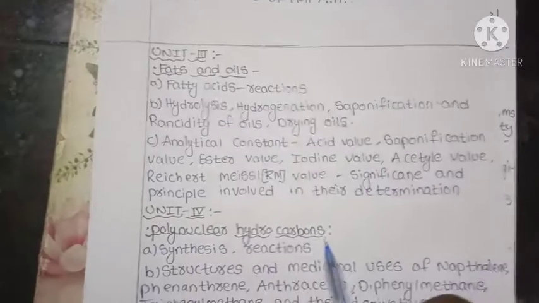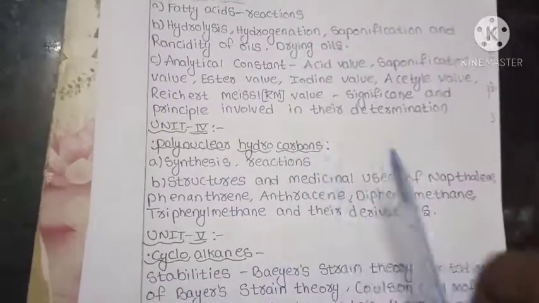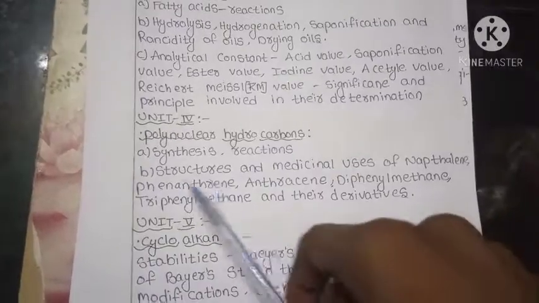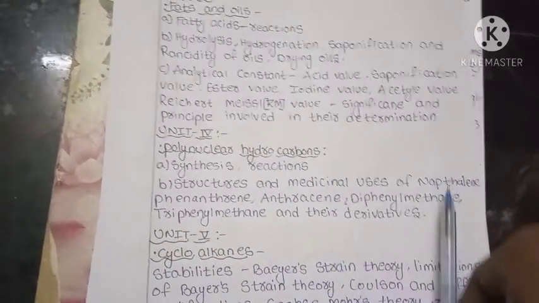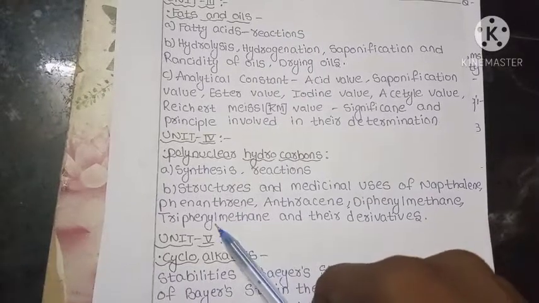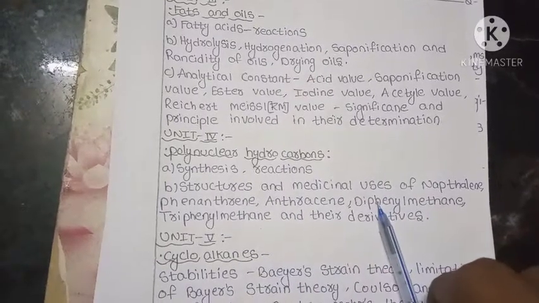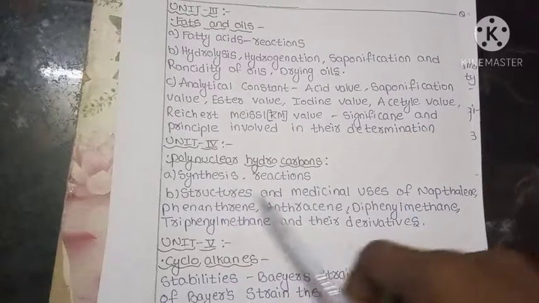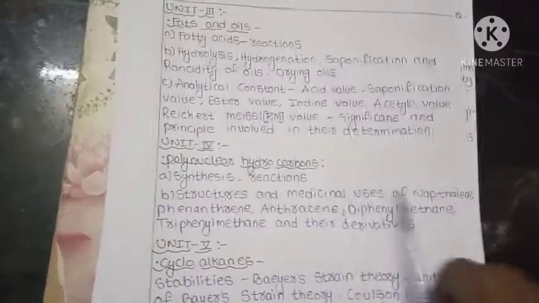The fourth one is polynuclear hydrocarbons, that is synthesis and reactions of polynuclear hydrocarbons, structure and medicinal uses of naphthalene, phenanthrene, anthracene, diphenyl methane, triphenyl methane and their derivatives. These all structures are very important. Okay, you go through it.